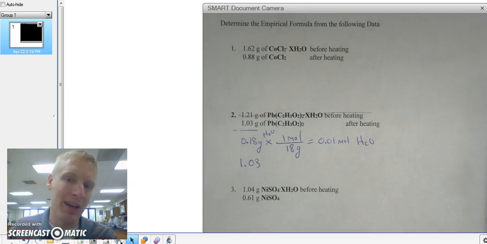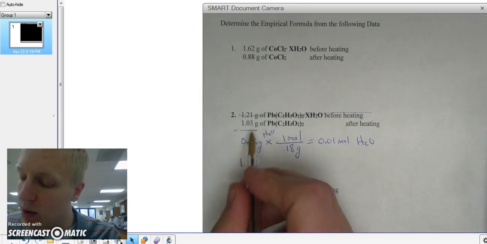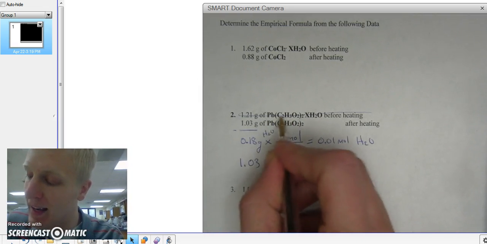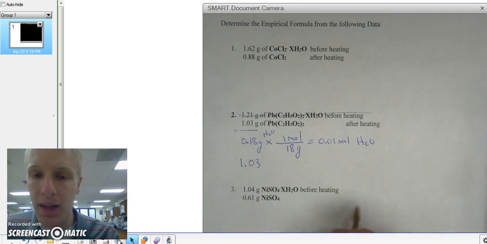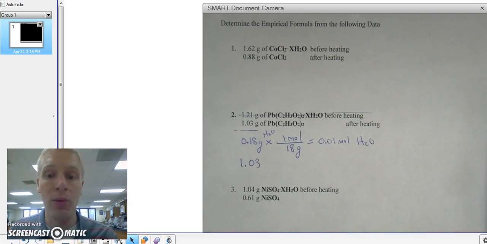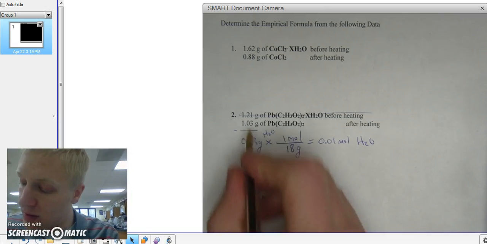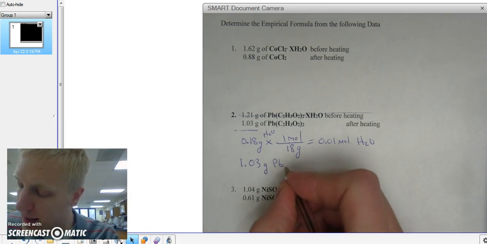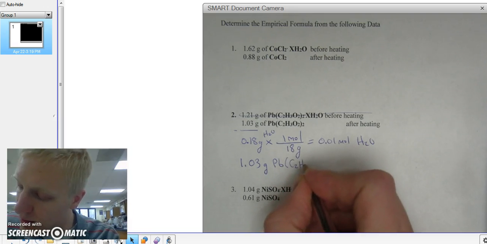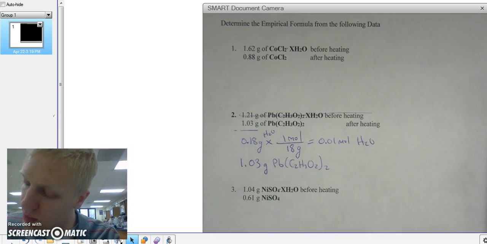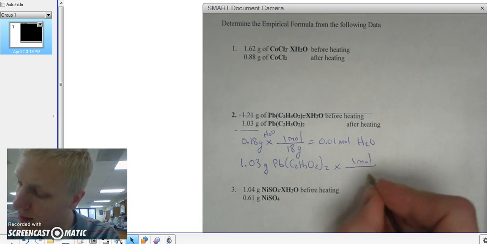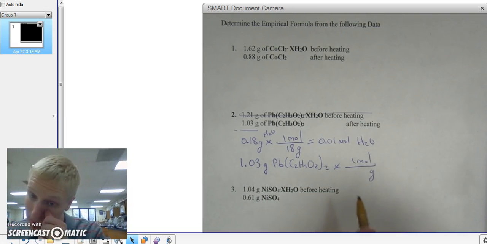And then what I'm going to do is I'm going to take my anhydrate, 1.03, because really the hydrate mass, the only time you really need that is when you're trying to find the water mass, because ultimately you're comparing the anhydrate to just the water, and you're trying to find the lowest whole number mole ratio of those two substances. So I got 1.03 grams of anhydrate, Pb(C2H3O2)2, and there's 2 of them. I'm going to multiply it by 1 mole, divided by molar mass. Alright, so this one's a little bit trickier.